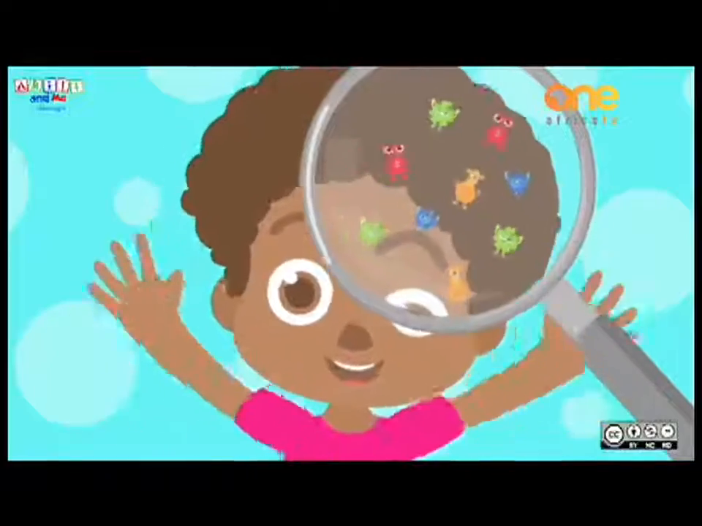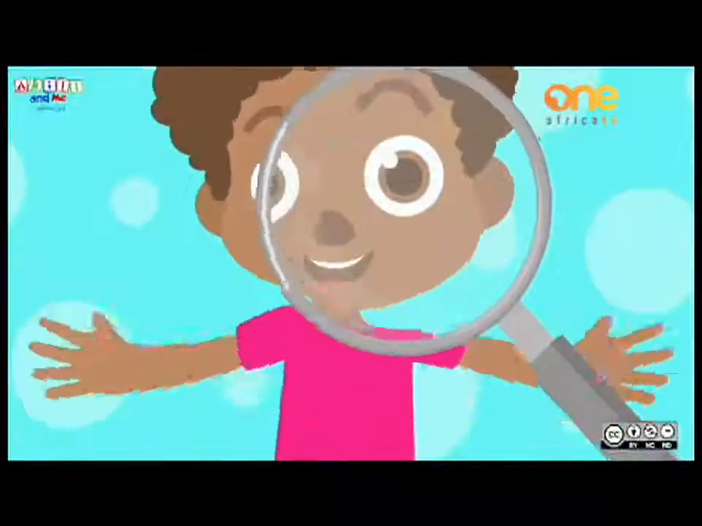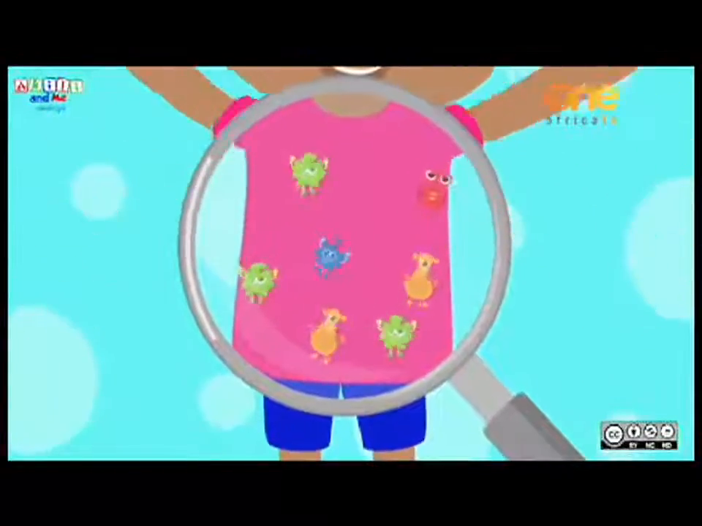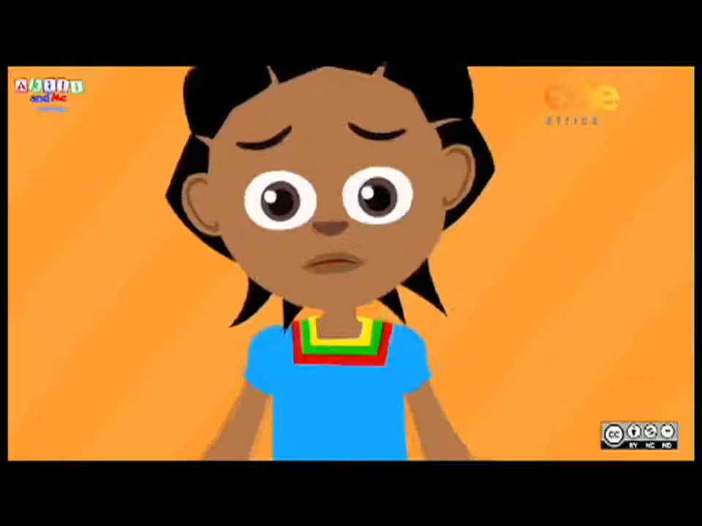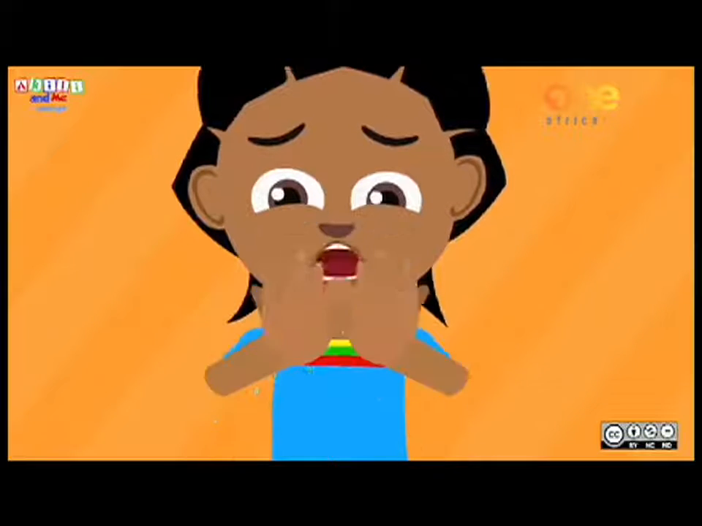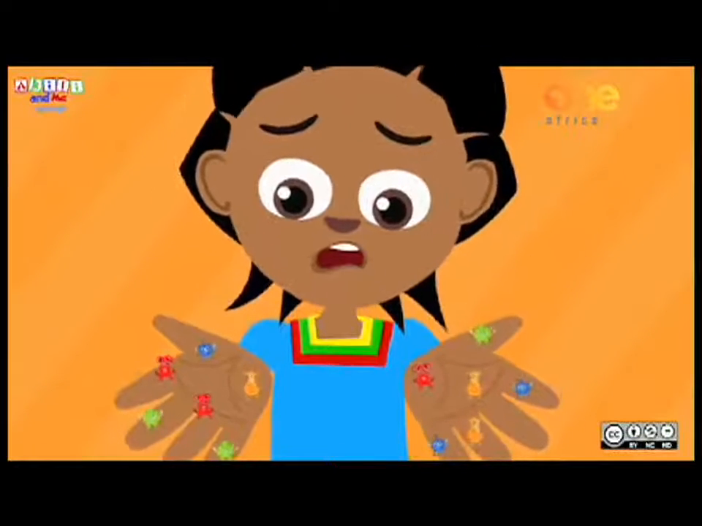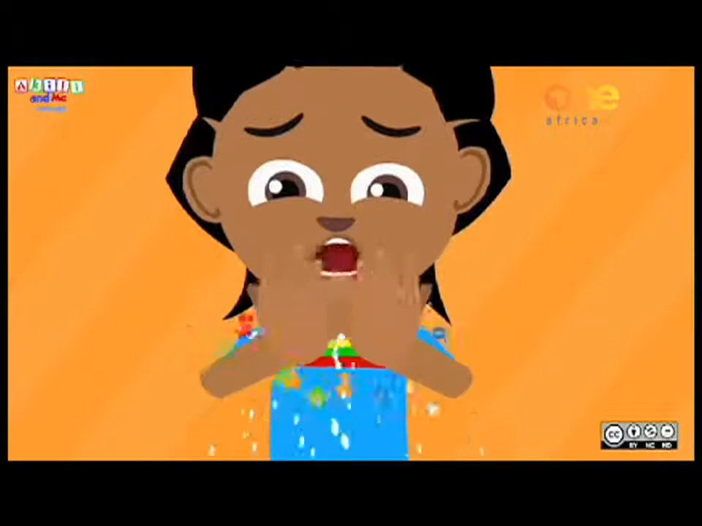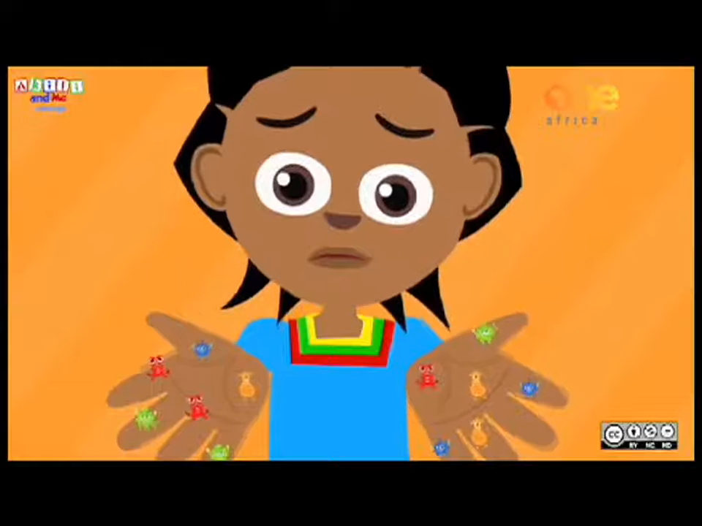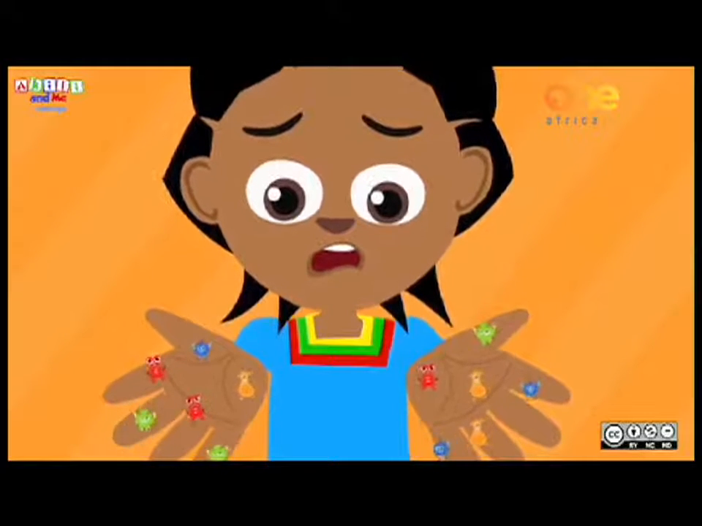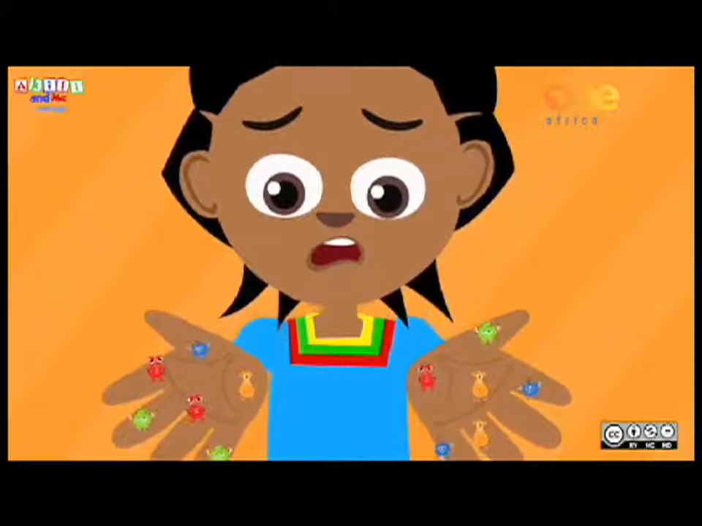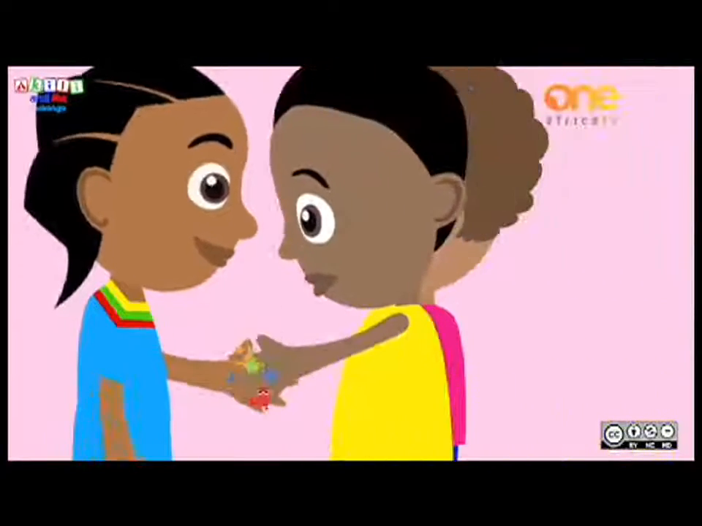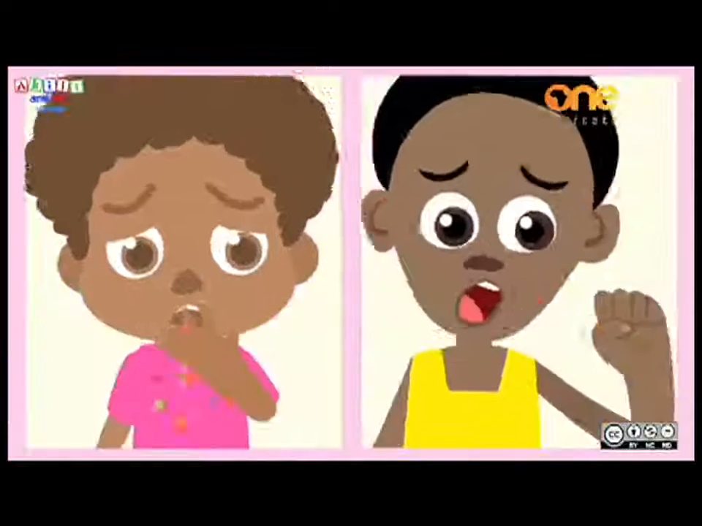Germs, germs, germs. They make us sick. Germs are not your friend. When you're sick, you sneeze. Achoo! When you're sick, you cough, cough, cough. And if you sneeze or cough on your hands, the germs stay alive on your hands and get passed to your friends, and they'll get sick too.